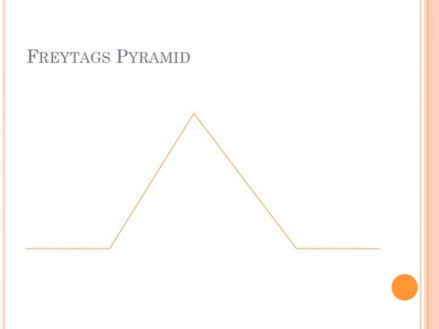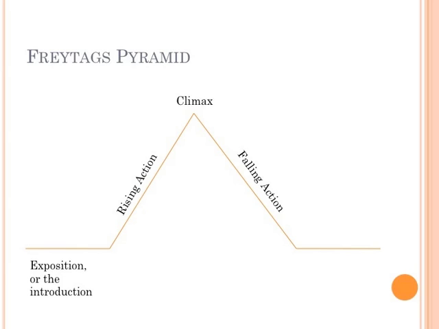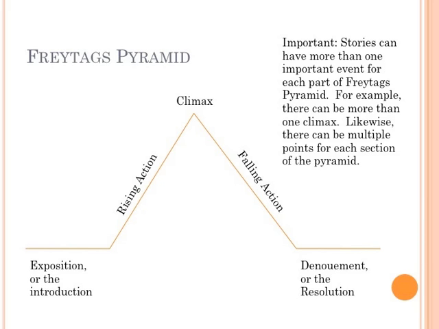To understand the plot structure of the story, we usually use something called Freytag's pyramid. In the bottom left here we have the exposition or the introduction. Then we have the rising action. At the top there we have the climax, then the falling action, and we have something called the denouement or the resolution. Something important to remember about stories is that stories can have more than one important event for each part of the pyramid.